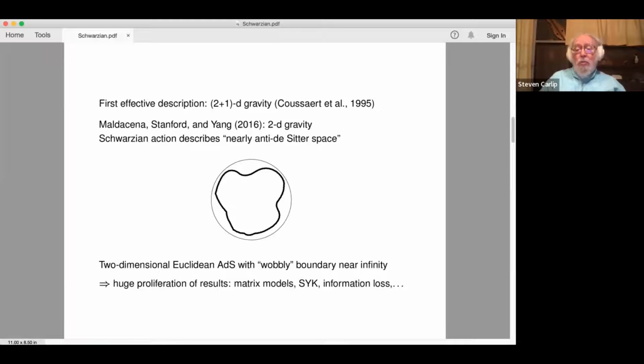And this has led to, as I said, hundreds and hundreds of papers with all sorts of really interesting and deep results relating this theory to matrix models, to the SYK model in condensed matter, leading to some of the first recent real progress in this question of information loss.